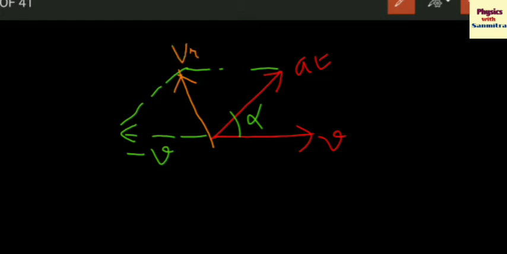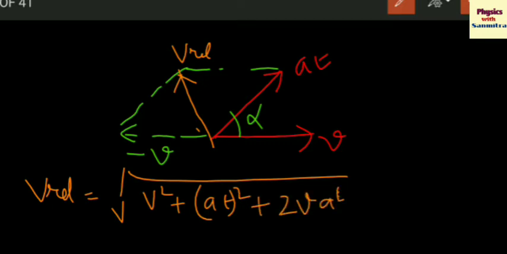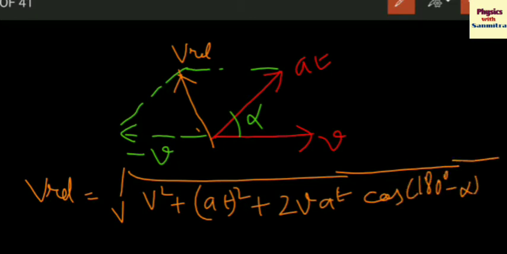Since this is v relative, the relative velocity vector, I can just find the magnitude of v relative. That will be the square root of v square plus at whole square plus 2vat cos of 180 degree minus alpha. So that is the v relative. Now if we differentiate this with respect to time, we can find the minimum value of v relative.